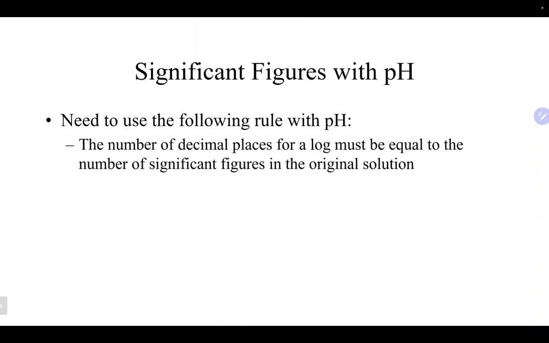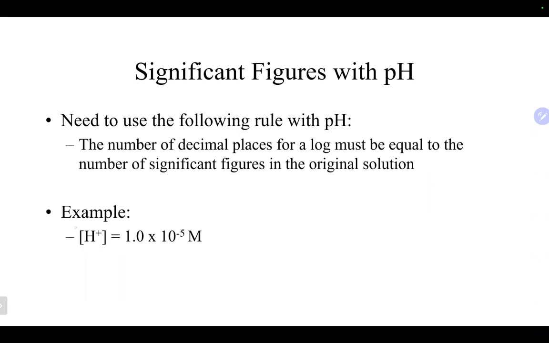Let's talk about significant figures and pH. When we calculate something like pH, the number of decimal places that the pH value should have is equal to the number of significant figures in the concentration unit. So in this case, we're going from significant figures to decimal places, and you would go backwards as well, from decimal places to significant figures, if you're going the opposite way.